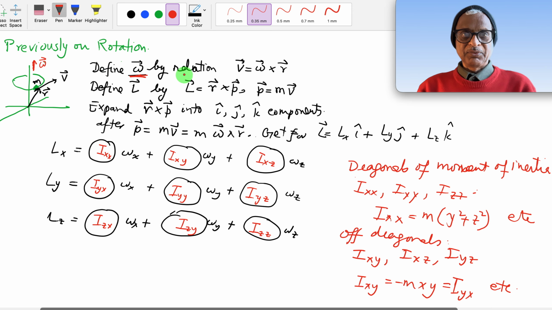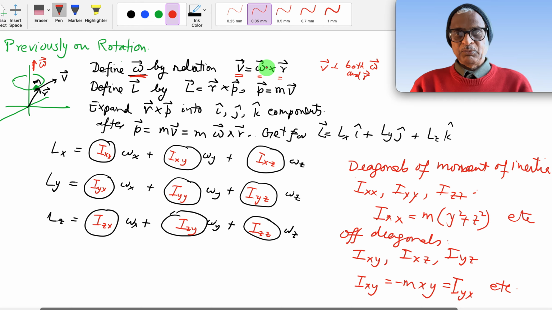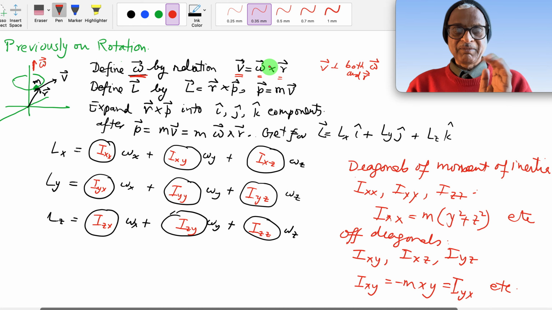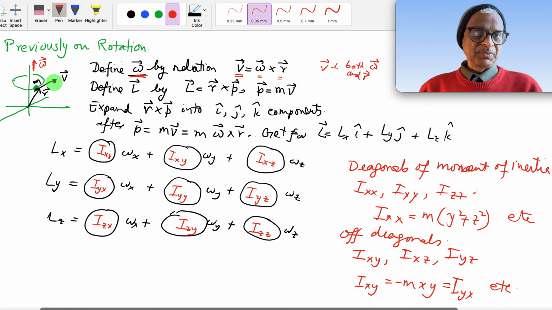From the definition you can tell that V has to be perpendicular to both the omega vector and the r vector. That's how you can tell which way the omega will point. Okay, so basically you can think of a plane. So this is the r and this is the z.